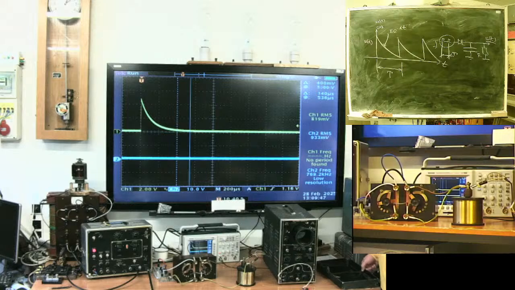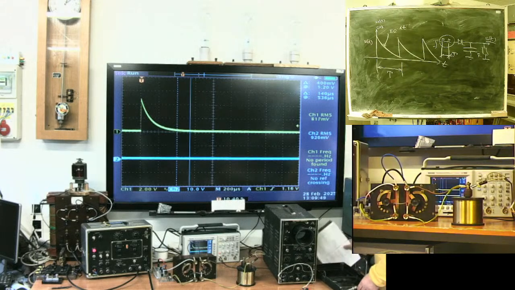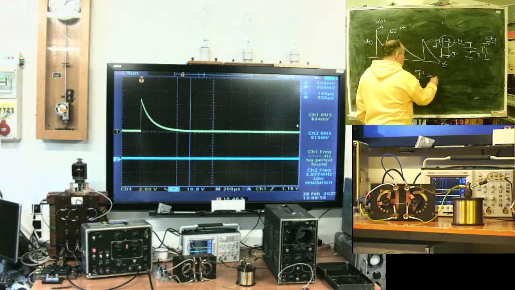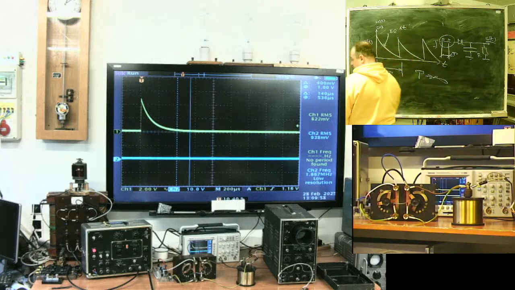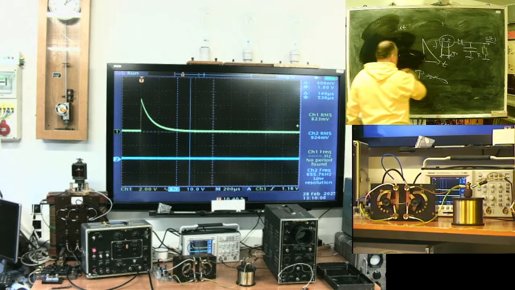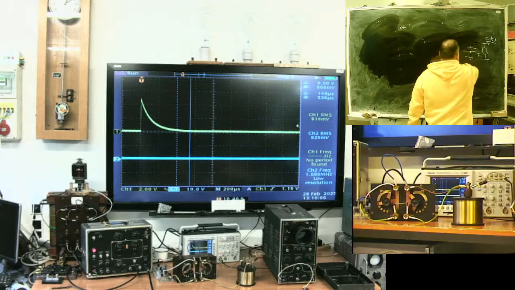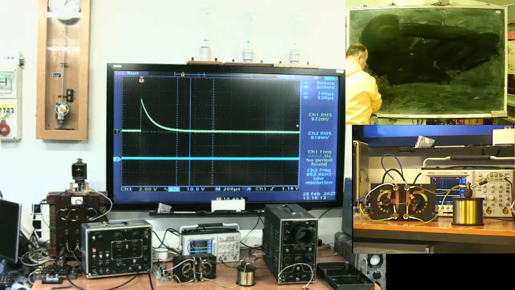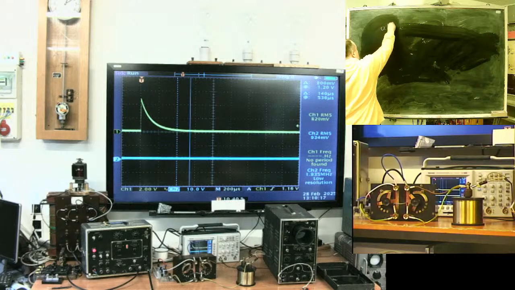Understand this trick? Or don't? I'm thinking of shifting the period towards infinity. My white line. So, I have one pulse.